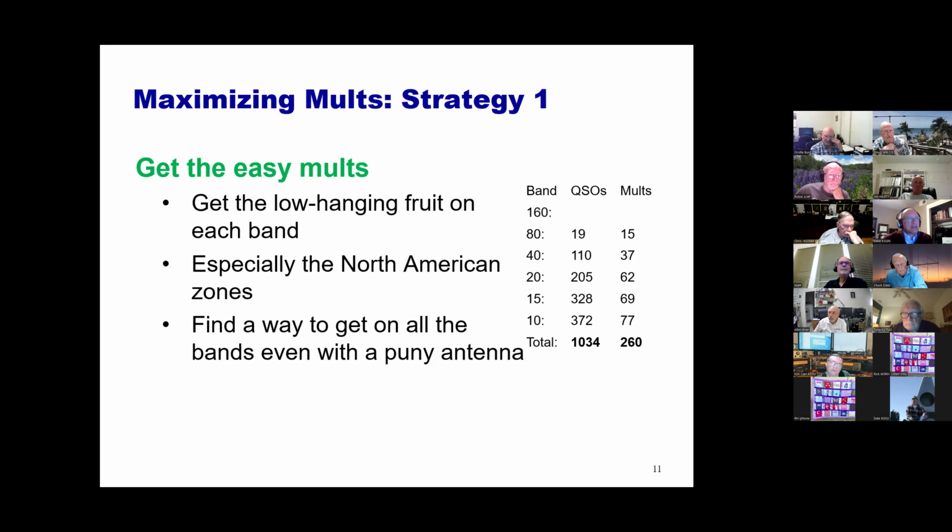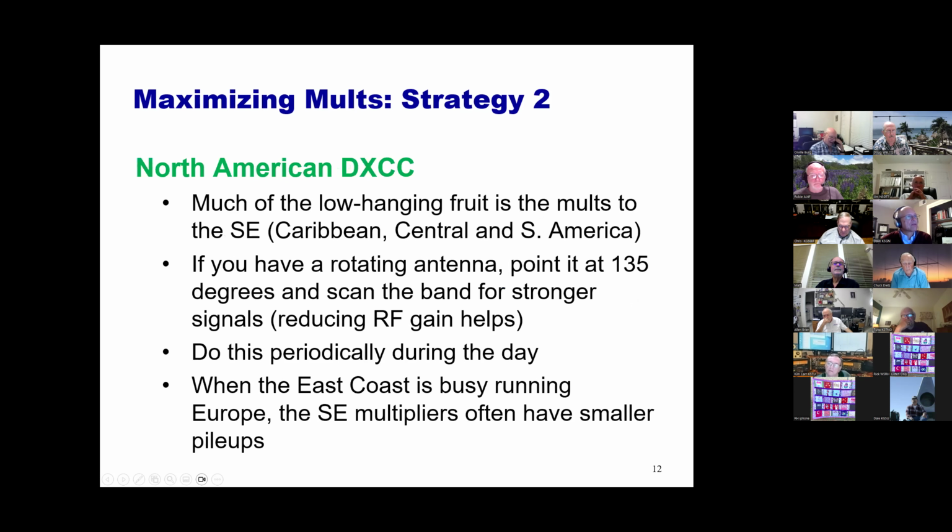This is an example from Roby's log, that ARRL DX contest. He managed to work quite a few mults and probably got a lot of those easy mults here on 80. He only made 19 contacts, 15 of them were mults. That's good. Now on 10 meters, where conditions were easier, right? He made a lot more contacts than mults, but he also made more mults. So these 15 are probably represented on every band because he did a good job of spreading it around.